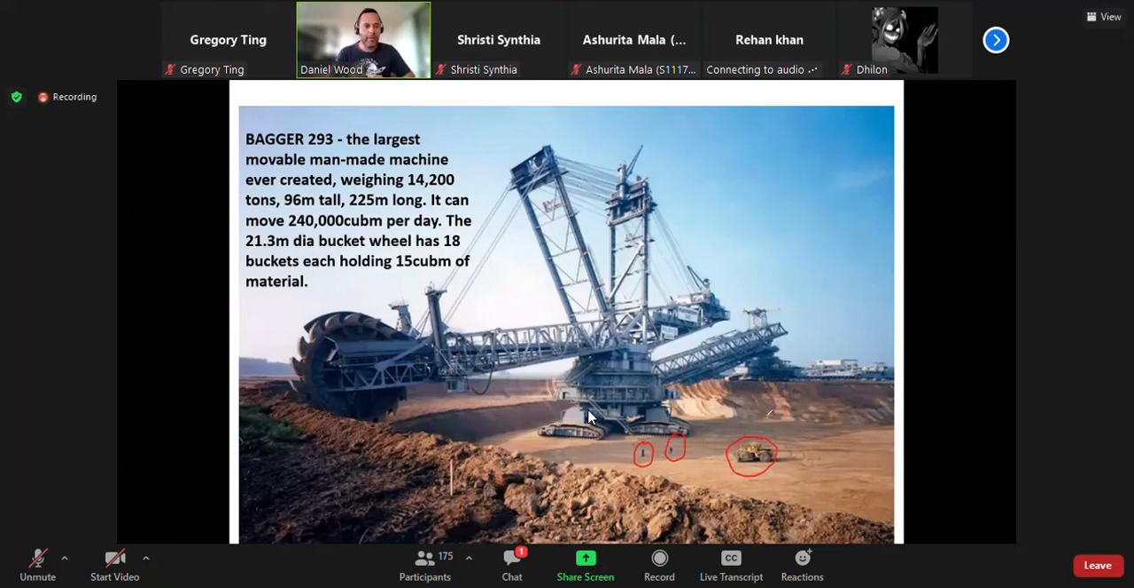The roads over here in Fiji. It has 18 buckets, each holding 15 cubic meters of material. And if you can understand, a 20-foot container is about 33 cubic meters. So there's 18 bucket wheels. So that's like 9 20-foot containers worth of material it can extract every time it spins that wheel through 360 degrees. That's pretty phenomenal, right?